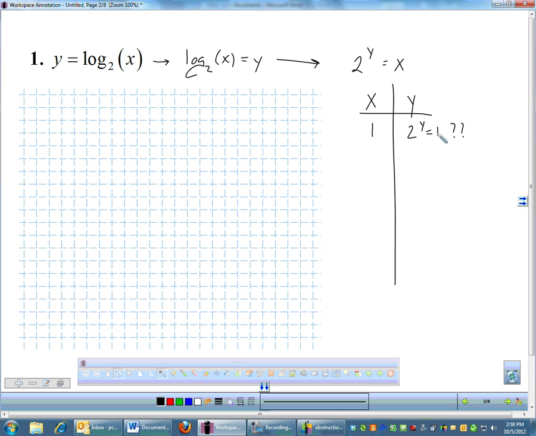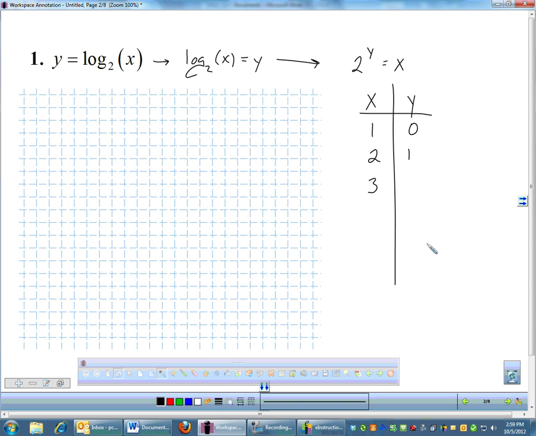Well, maybe you know that 2 to the 0 is equal to 1. So if x is 1, y is going to be 0. Well, then what if x is 2? 2 to what power is going to be 2? That's actually not too hard either. That would be 2 to the first power. So y is equal to 1. So now I have a couple of ordered pairs. Let's try plugging in 3 for x. 2 to what power is equal to 3? That's where this thing starts to get a little bit more difficult because that's not easy to find.